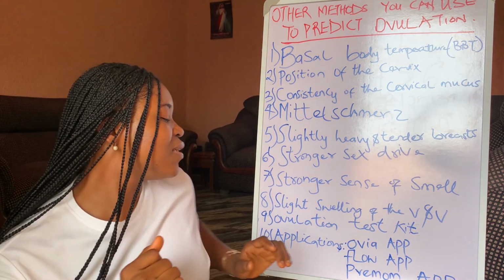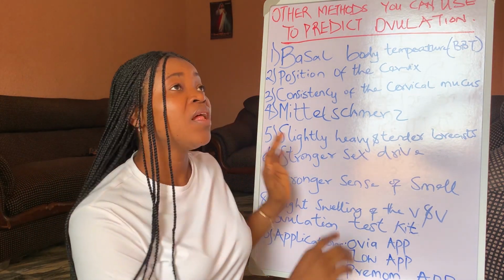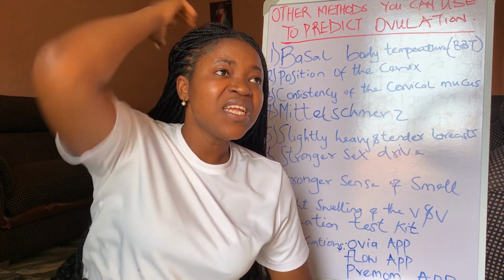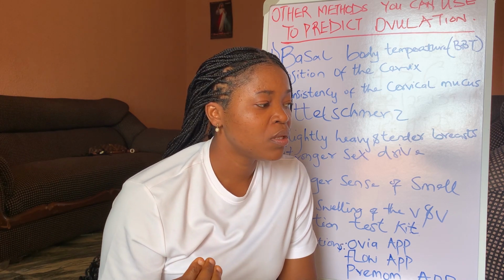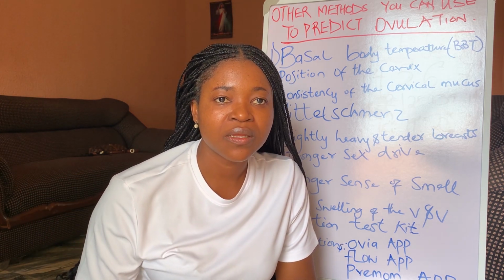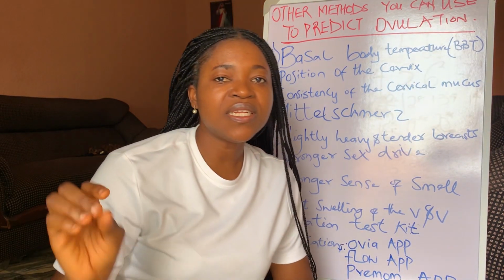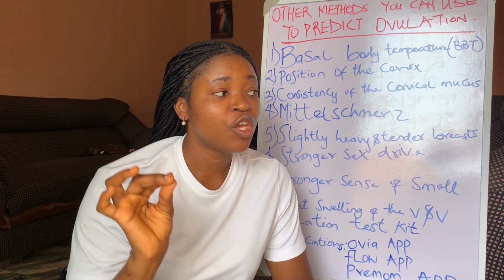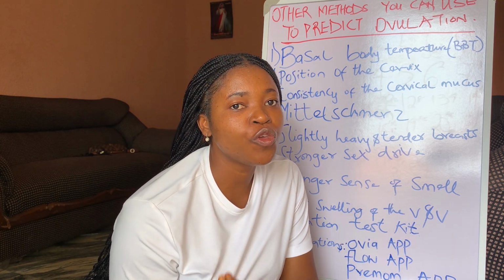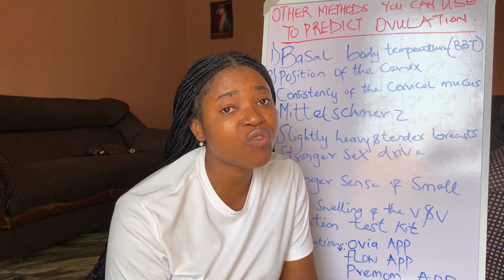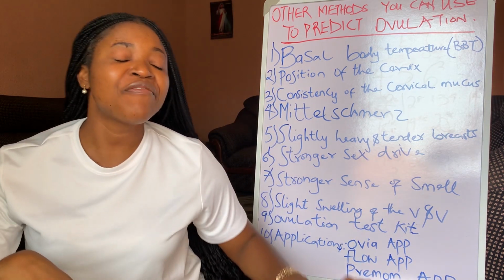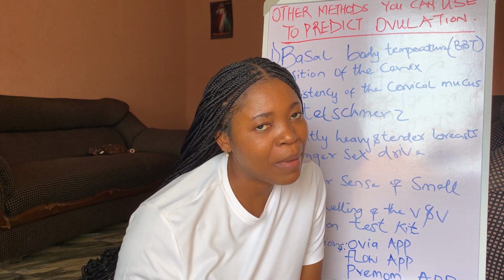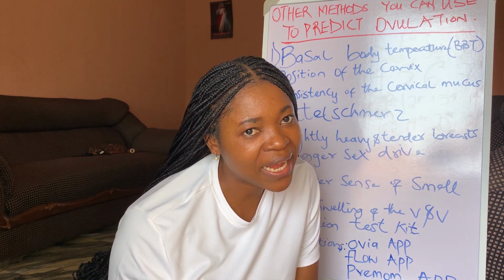The tenth one is the applications. Yes, there are a lot of applications in the market these days. These applications help you to detect when you're ovulating. So what it does is that you install them on your phone, and then they help you to keep track of your ovulation period. We have apps like the Ovia app, the Flo app, the Premom. Many people swear by the Premom, so you can check that out.